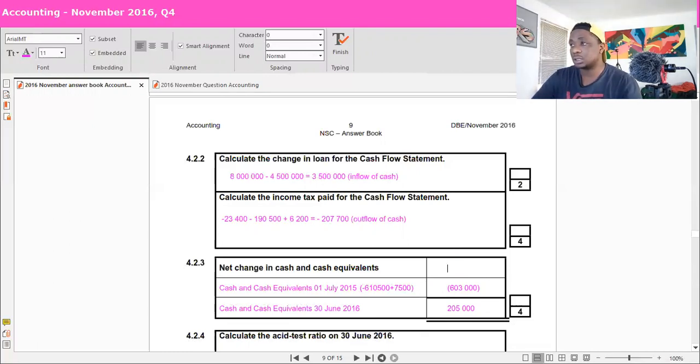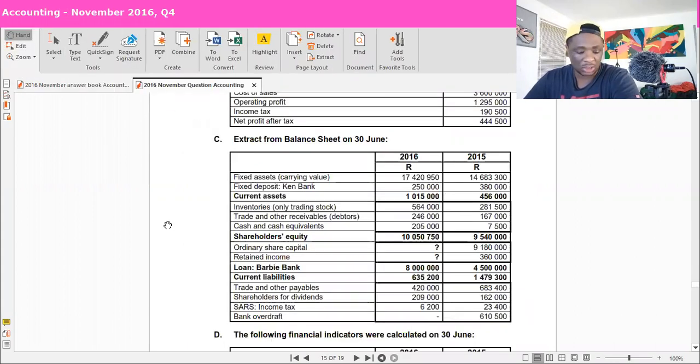Let me just calculate it now. So obviously 2 plus 6 gives you 8. 0 plus 0 is 0. 5 plus 3 is 8. And then you'd have 808,000 for net change in cash and cash equivalents. Cool. Let's move forward and look at the rest of the other questions that we need to answer.